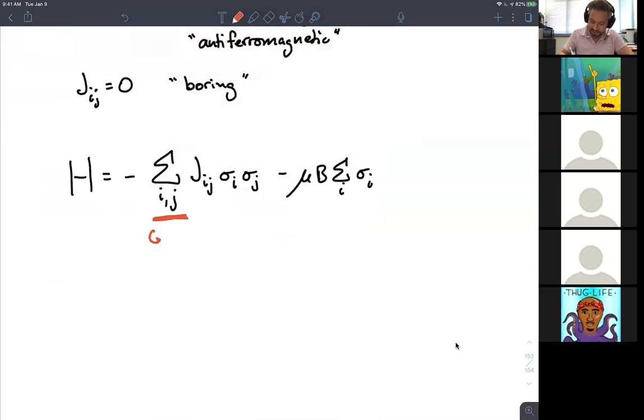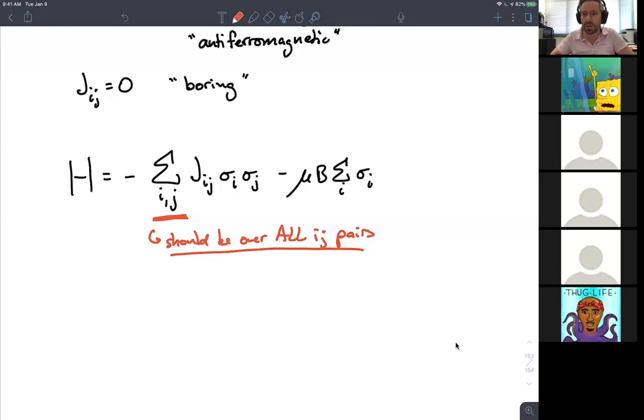So this should be over all ij pairs. Of course, you're going to do it in such a way that you avoid double counting. So if you do ij, you shouldn't do the corresponding ji. If sigma i is 1 and sigma j is 2, then you shouldn't also do 2, 1, because they're the same thing. You don't want to double count your states. But in principle, you should sum over all possible interactions between all existing spins.